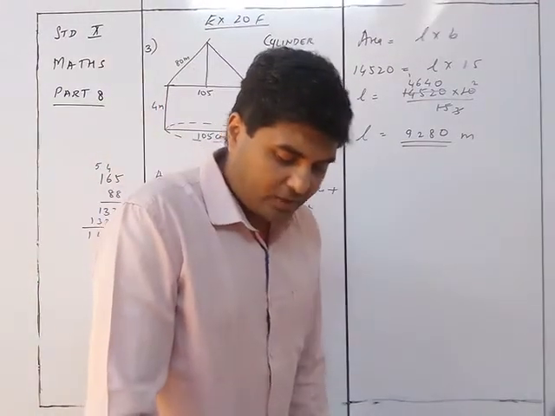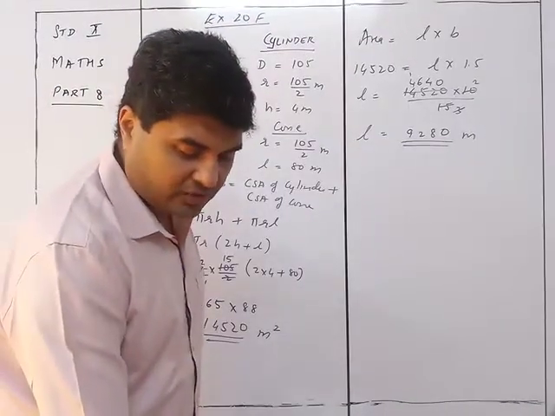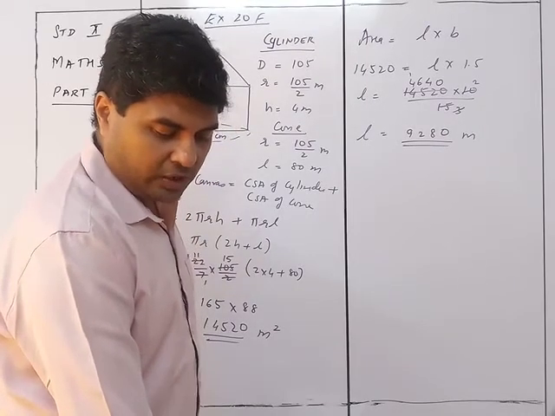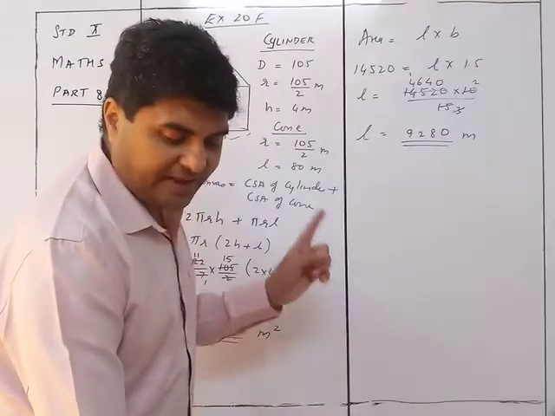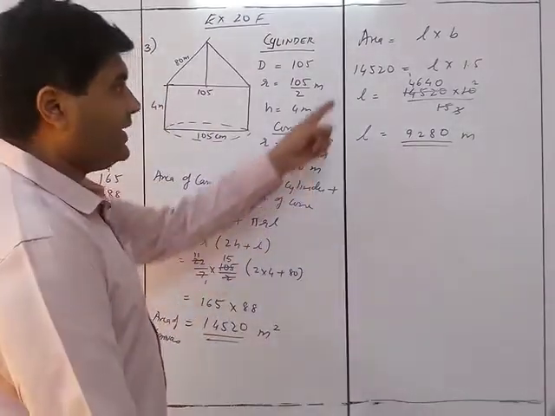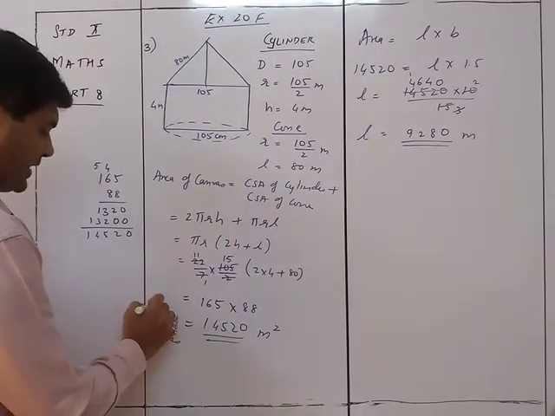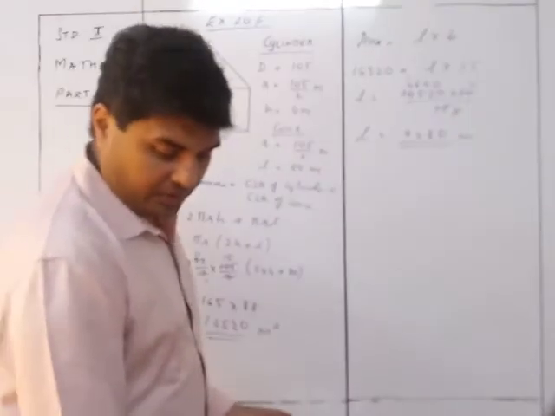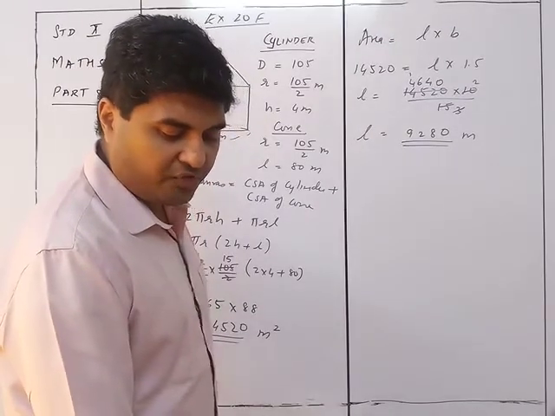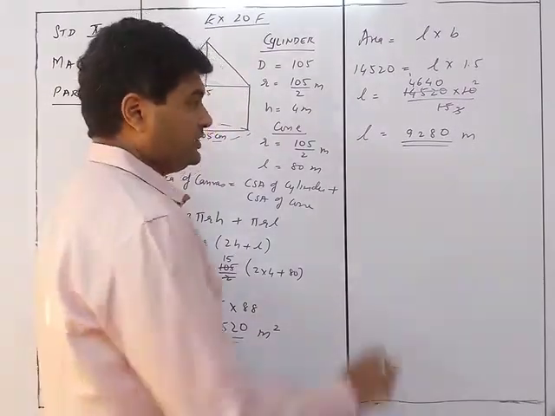So first thing is the total surface area of the tent. They asked us to find the total cost of the canvas used. First is to calculate the total area of the canvas required, which is this one. This is the first part. And the second part is to find the total cost of the canvas at rupees 15 per meter.